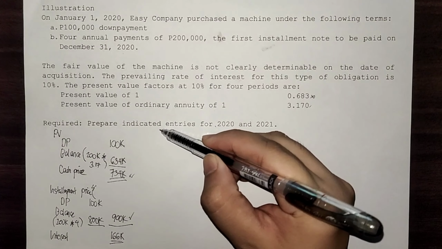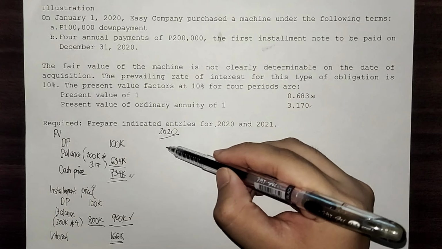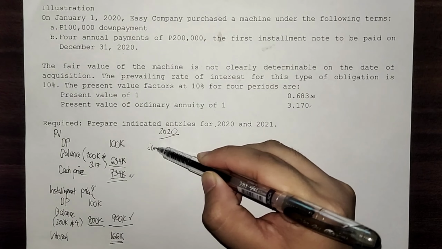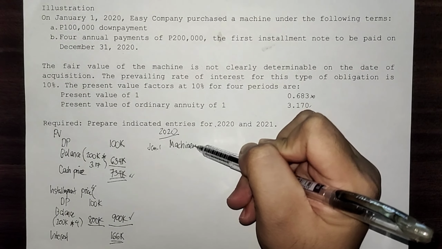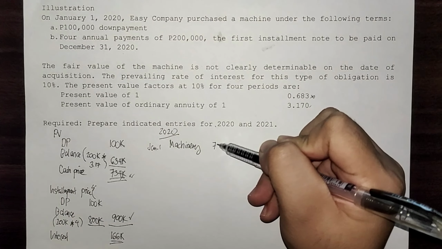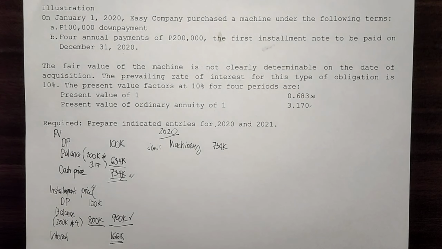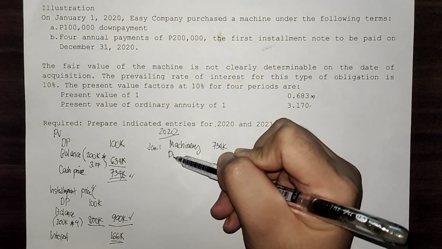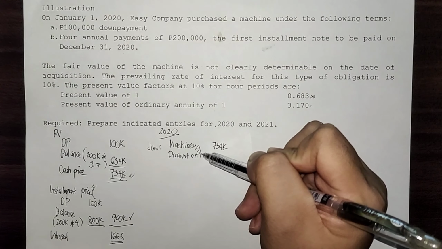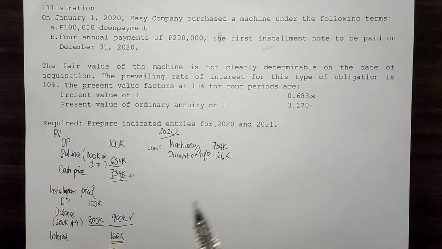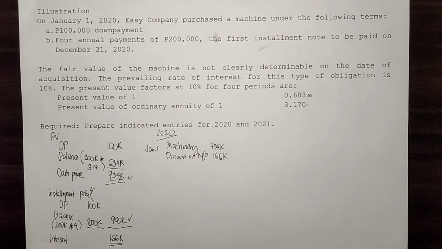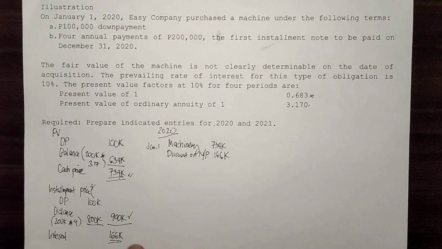Now ang required, indicated entries. So journal entries for 2020. We debit, January 1, machinery. How much? Eh di yung kanyang cash price, 734,000 pesos. We debit the discount on notes payable na magkano? 166. Gaya ng binanggit ko kanina, hindi natin ito pwedeng i-recognize as interest expense outright.